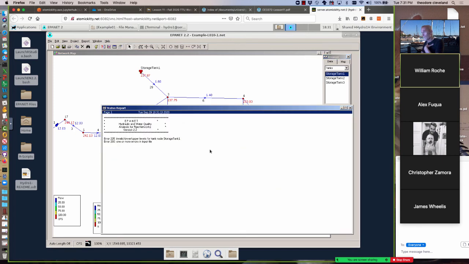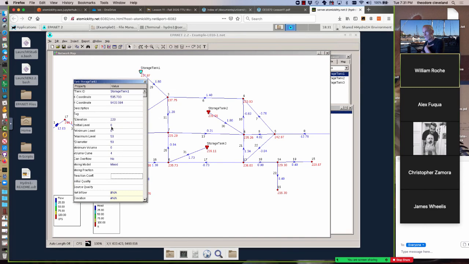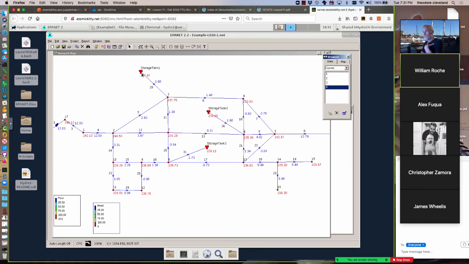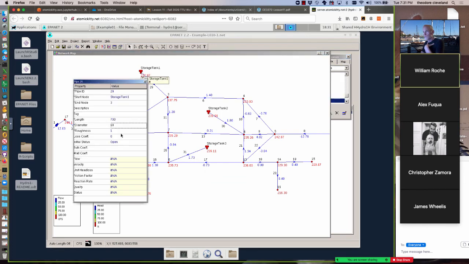And it won't, and we get invalid lower or upper levels for storage tank number 1. And so let's see what the error is. Initial level is 0, so the maximum level, I believe, has to come down. Yeah, it can only go up to 30. So we'll change that.